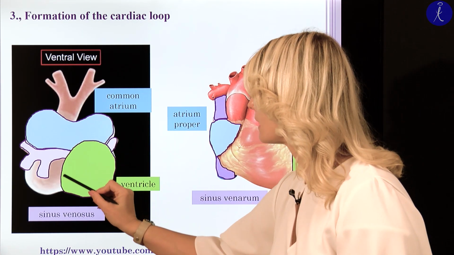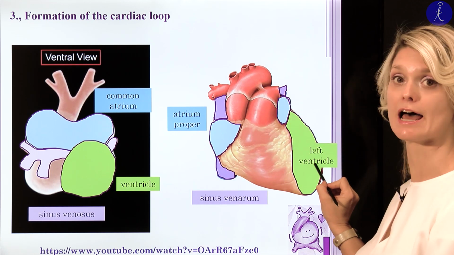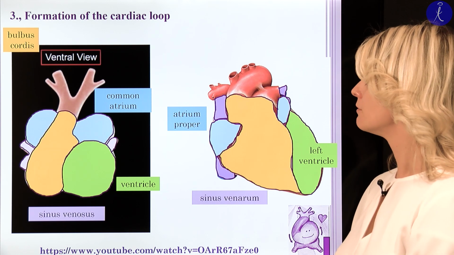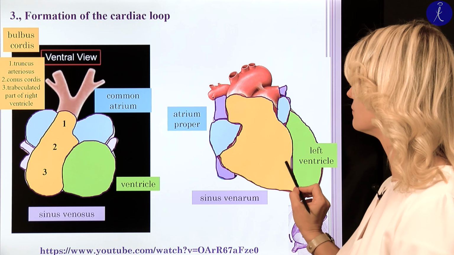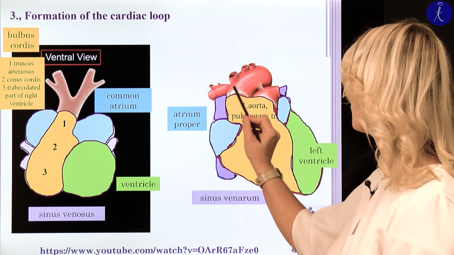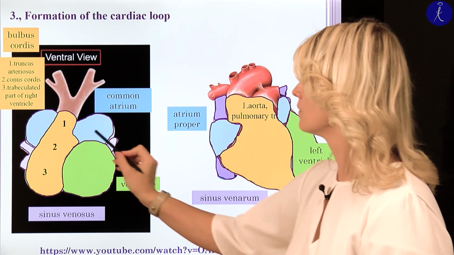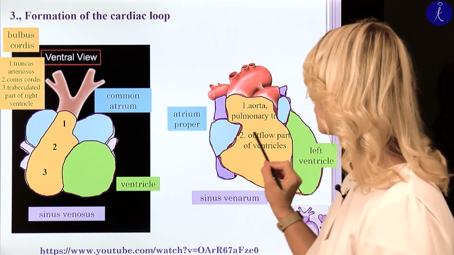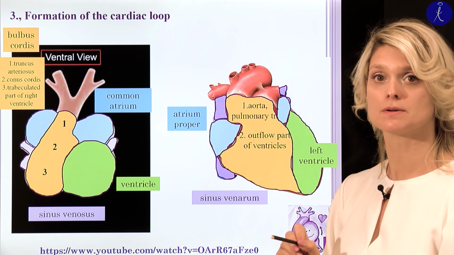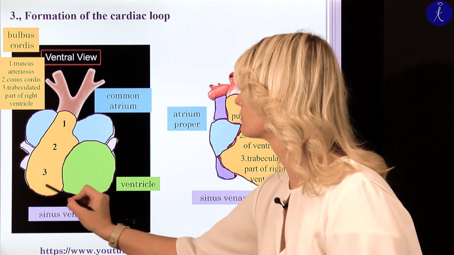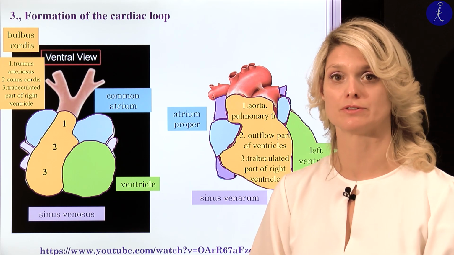First, in the left side, from the common ventricle will be the left ventricle. From the bulbus cordis will be first the upper part, the aorta and the pulmonary trunk. From the middle part, from the conus cordis, the outflow part of the ventricles. And finally, from the lower part will be the trabeculated part of the right ventricle.